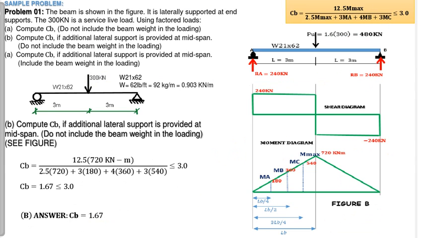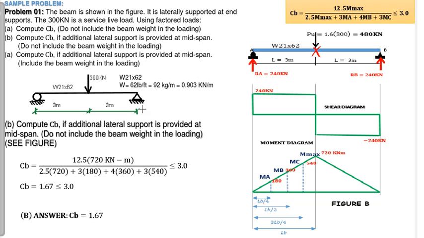For letter B, the same problem, this time we have to compute for CB if additional lateral support is provided at mid-span. So, meron tayong additional support provided at mid-span. So, magkakaroon tayo ng lateral support dyan sa mid-span. Do not include the beam weight in the loading. So, hindi pa rin natin isasali yung beam weight ng loading natin. So, wala pa rin tayong dead load.